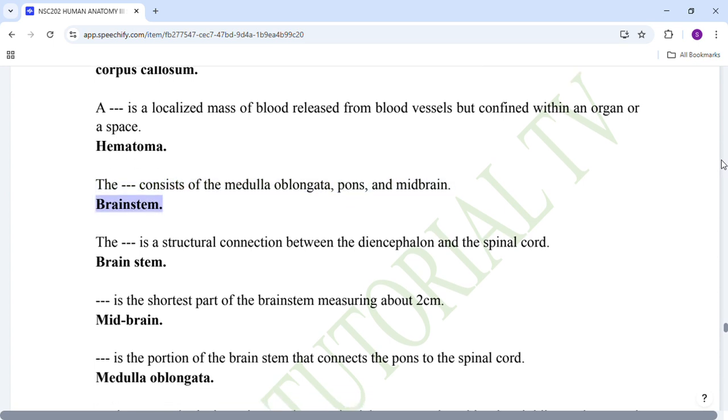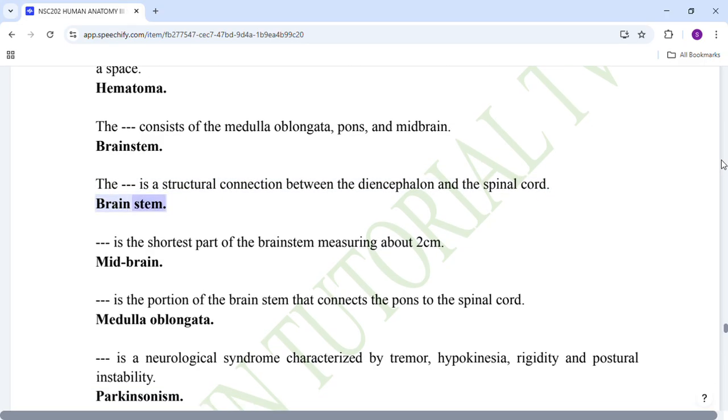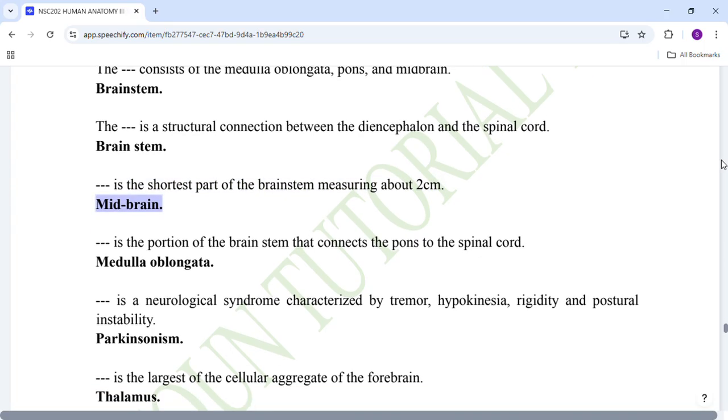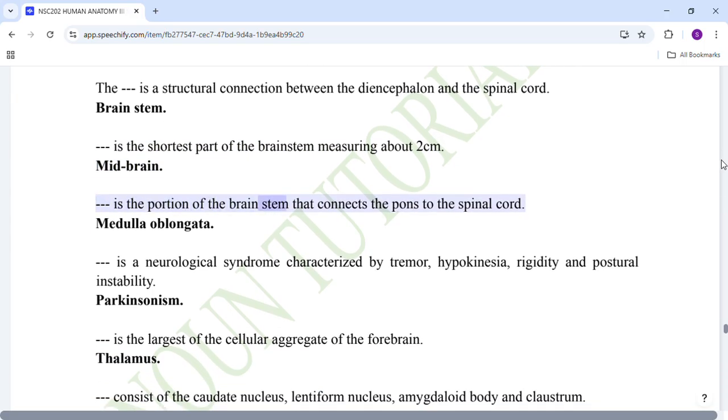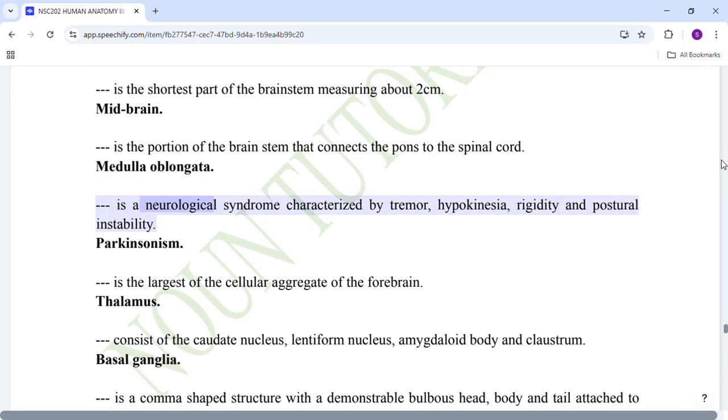The brainstem consists of the medulla oblongata, pons, and midbrain. The brainstem is a structural connection between the diencephalon and the spinal cord. The midbrain is the shortest part of the brainstem, measuring about 2 cm. The medulla oblongata is the portion of the brainstem that connects the pons to the spinal cord.